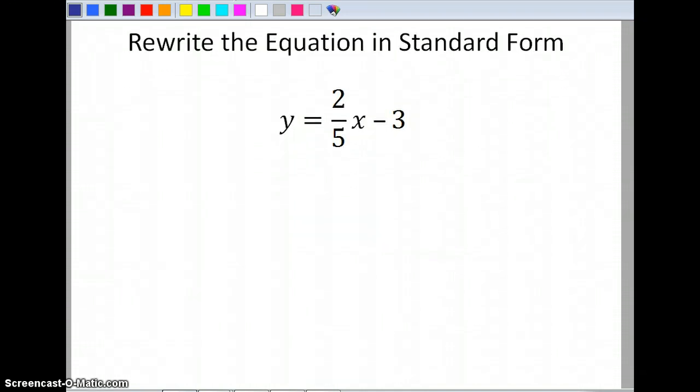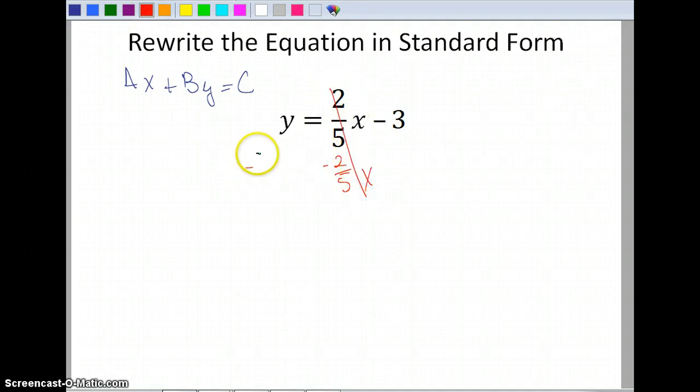Let's look at the next one. Rewrite the equation in standard form once again, but this one looks a little bit different. What's different? Right off the bat, I see I've got a fraction, so I know I'm going to need to make a couple of changes. So there's two ways you can do this. You can either take care of the fraction first and just get rid of it, or you can rearrange it. I think I'm going to go ahead and rearrange mine first. I'm going to remind myself that I want it in the form ax plus by is equal to c. Okay, well, x is in the wrong spot, so I'm going to subtract 2/5 x from both sides.